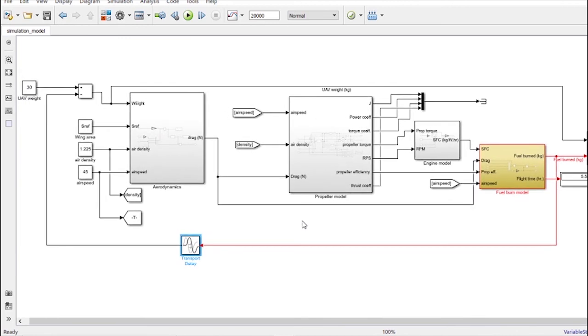So that's a very quick run through of a fuel simulation model in Simulink.